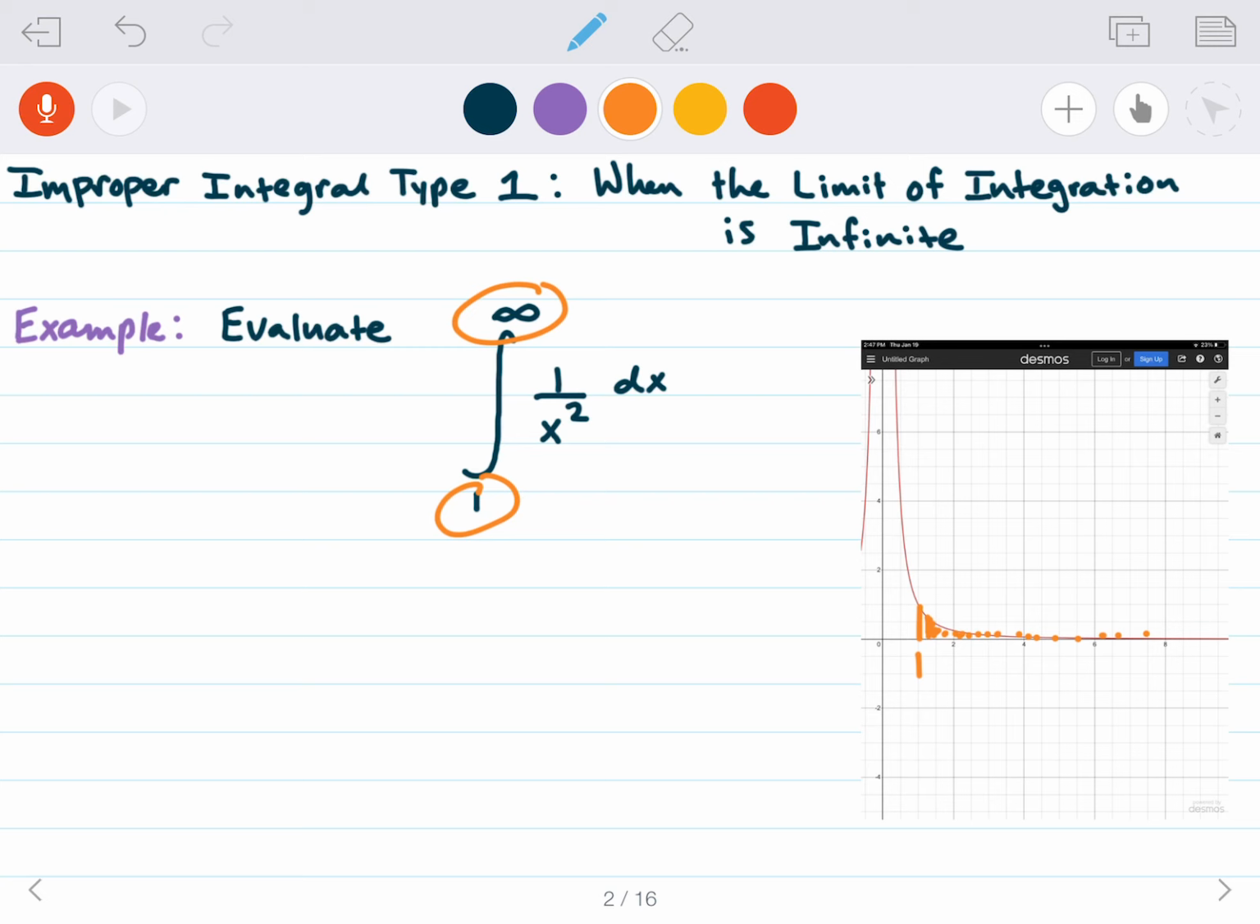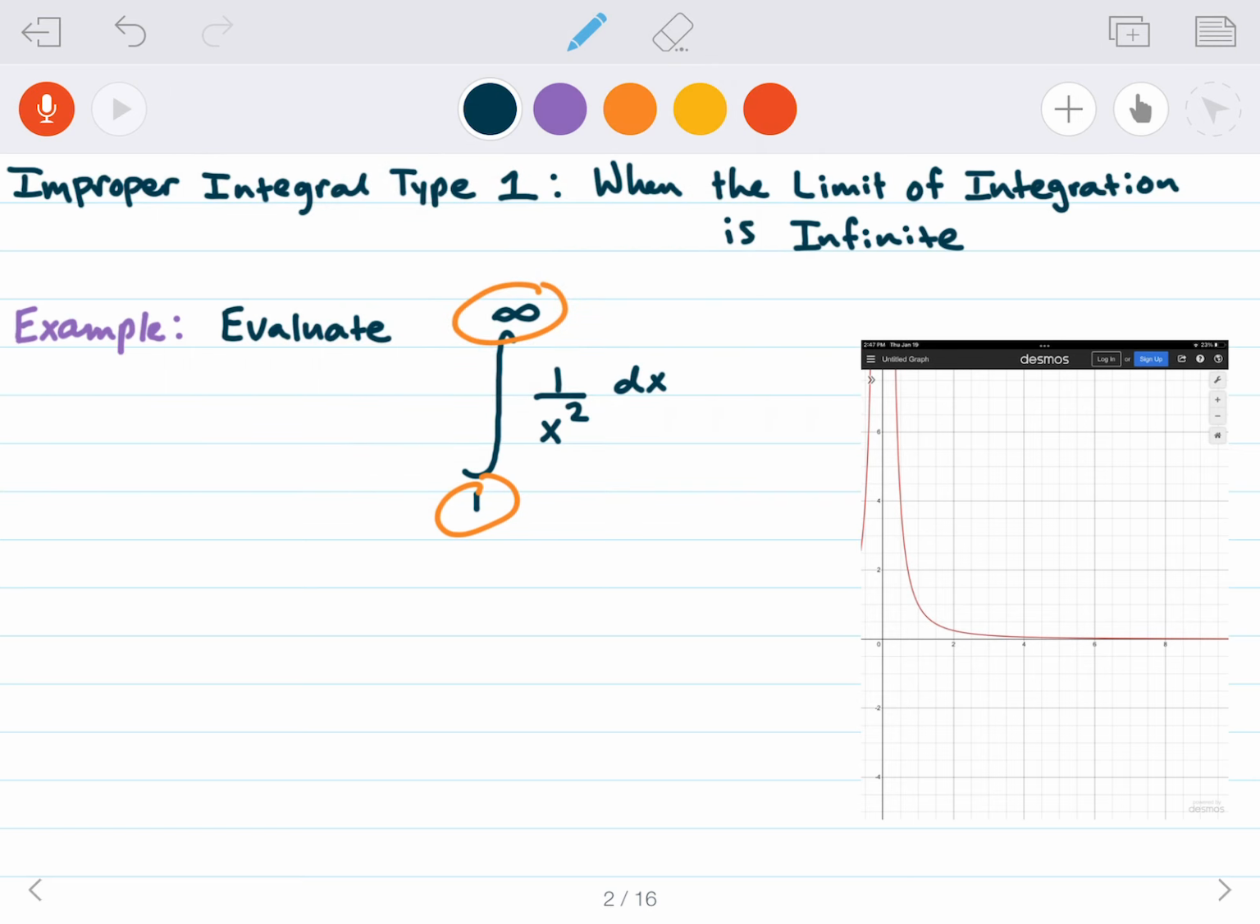Just based off of this picture, you can see that this thing is shrinking so fast that it appears the area is going to converge to some number. In other words, we don't have infinite area here. So let's prove that with calculus. The way we're going to do it is we're going to use limits. So this is how we set it up.